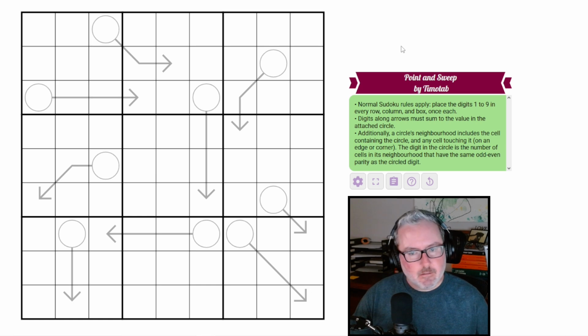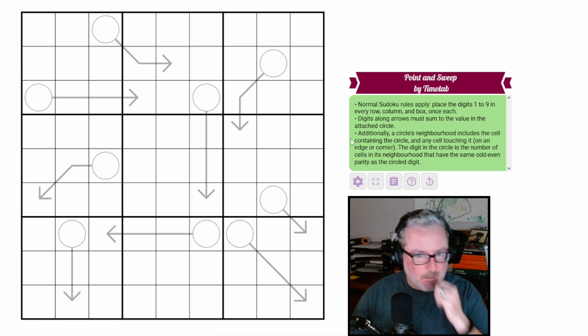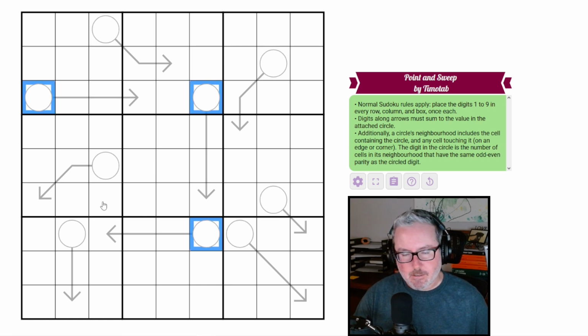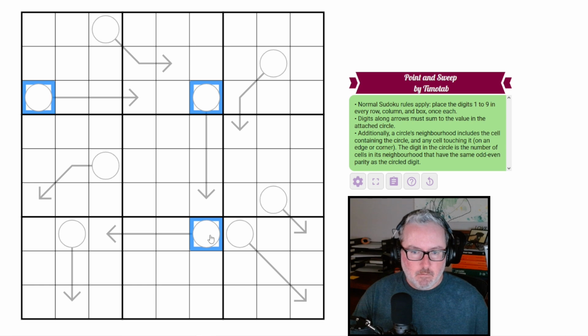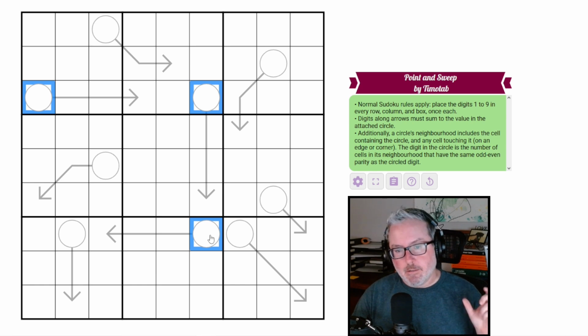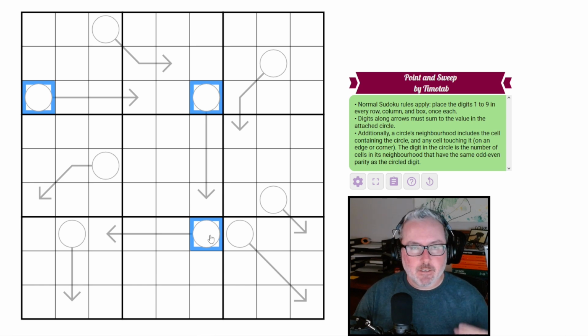And as always, where the heck are we going to start? We have a couple of arrows where we can say some things. Because these are 3 cells contained within columns or rows, they're going to have 3 unique digits. So 1, 2, 3 is the bare minimum. So these are 6, 7s, 8s, and 9s.